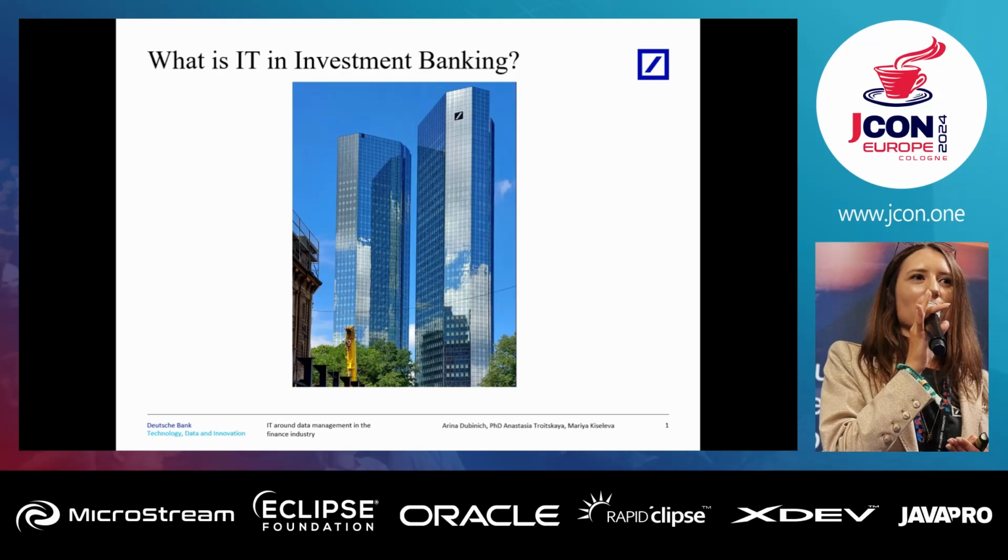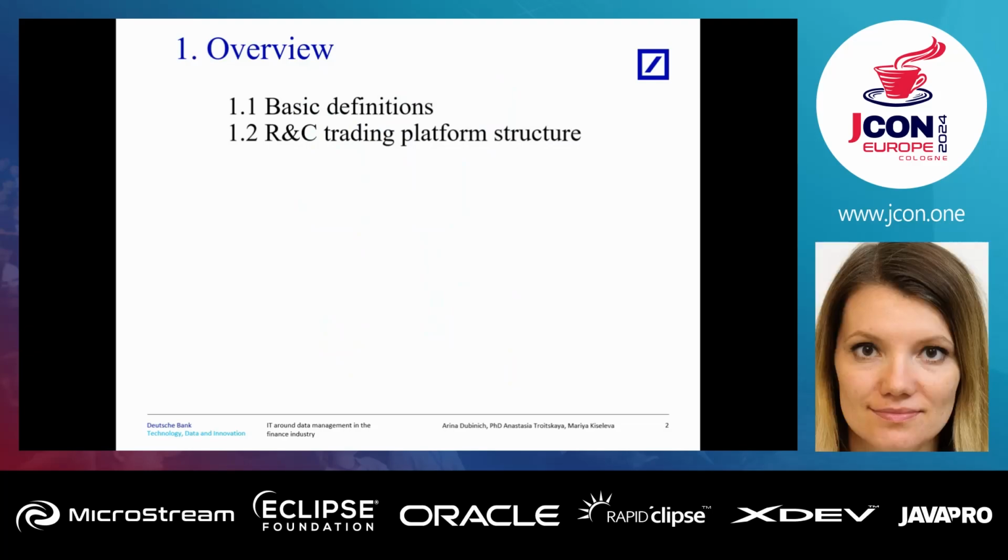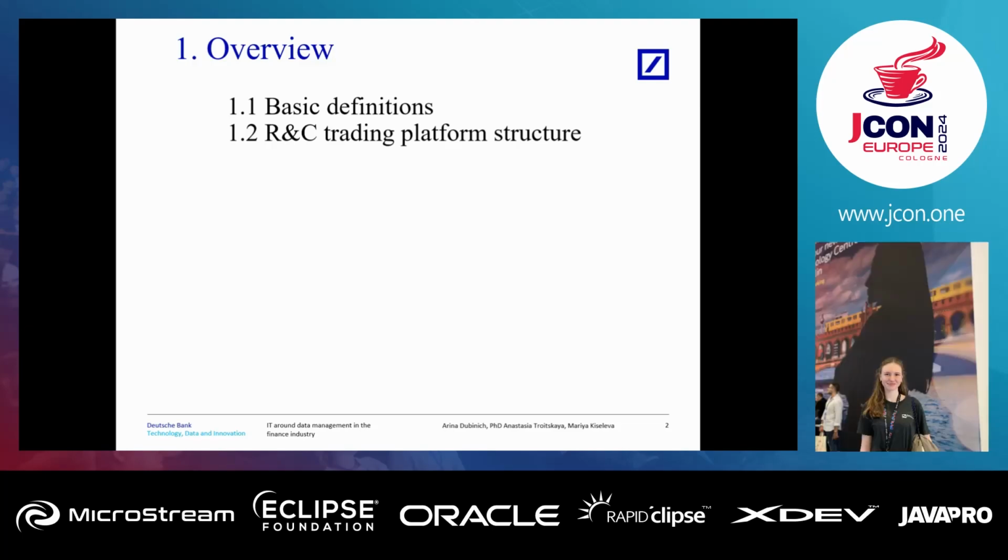So now let's move further. The structure of our session will be as follows. I will overview the rates and credit trading platform. What do people use it for? And to proceed further, I need you to be familiar with basic definitions, such as what do we trade, where do we trade, and who is trading.